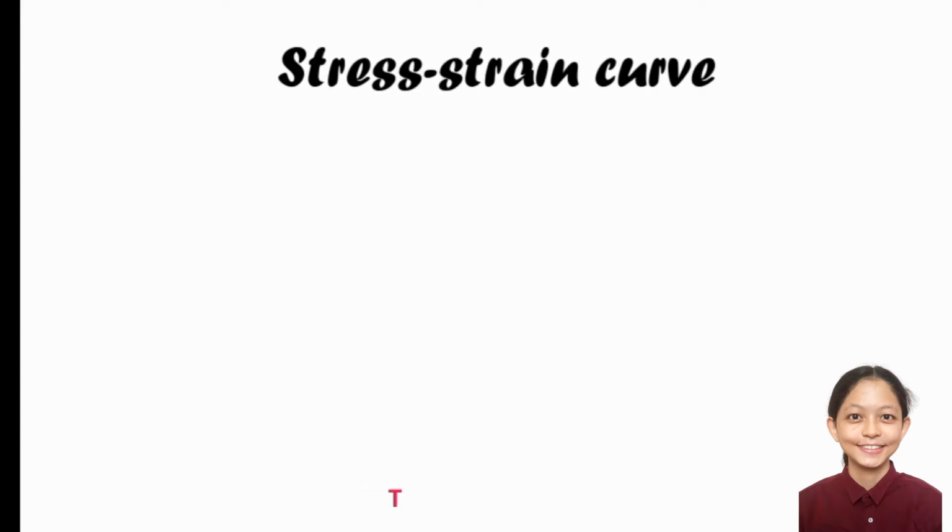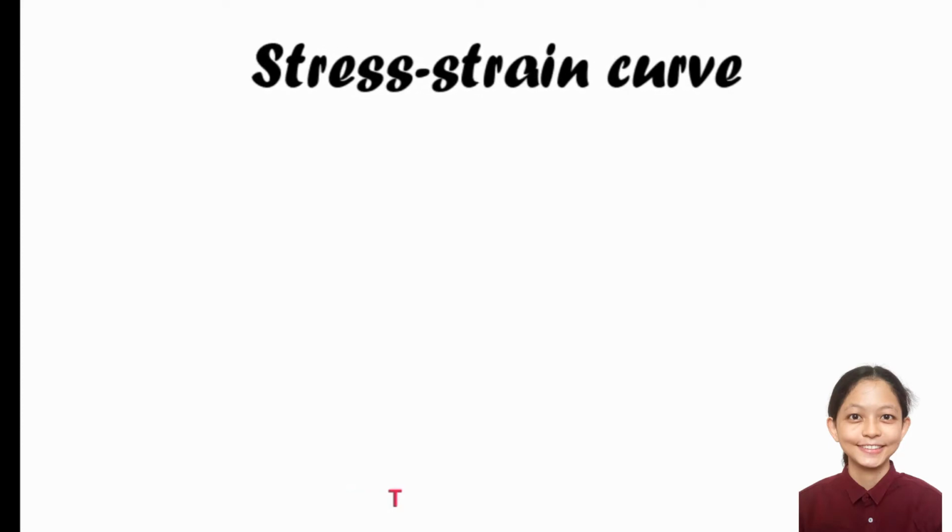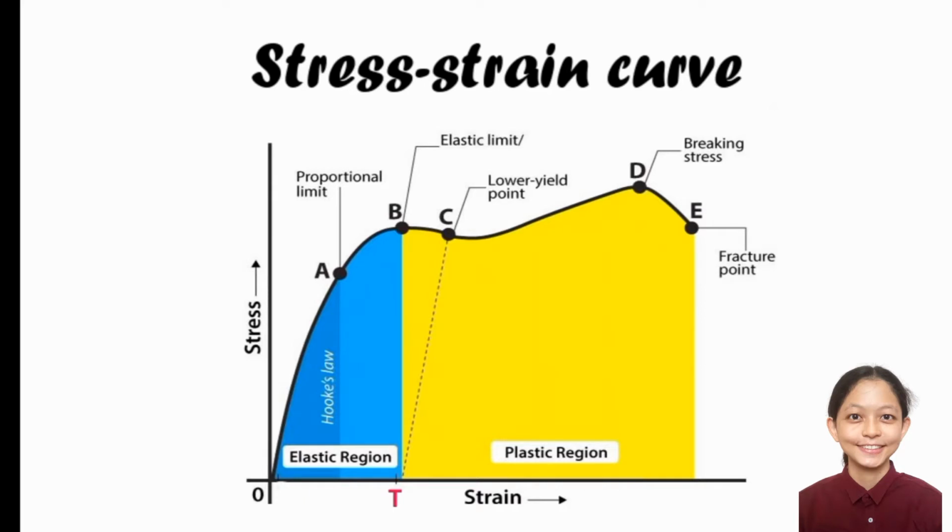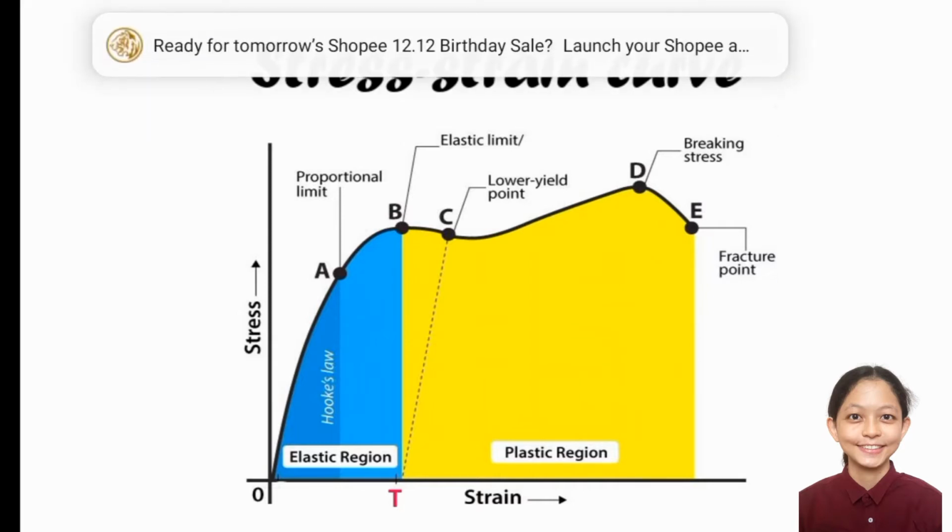The concept of stress and strain is closely linked. The relationship between stress and strain can be described by using a stress-strain curve. This curve represents the stress and strain of a ductile material, like metal. From point O to A, the stress is directly proportional to the strain, which obeys Hooke's law.